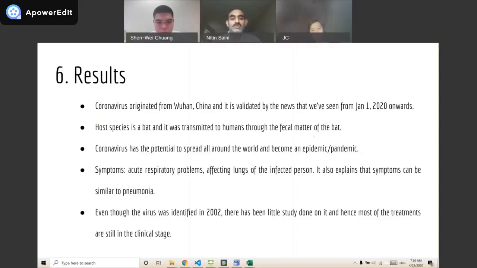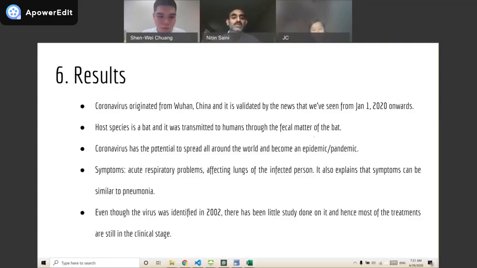The next one was focused on symptoms, and there are very specific keywords regarding that, saying that this virus affects the lungs of the infected person, and then that person tends to have acute respiratory problems, and it also has symptoms similar to pneumonia, which makes sense because when we are seeing the news lately, we see that all the affected people have cough, cold, and then they have breathing problems, and they have to be hospitalized in many cases, which means that this problem is severe, right?